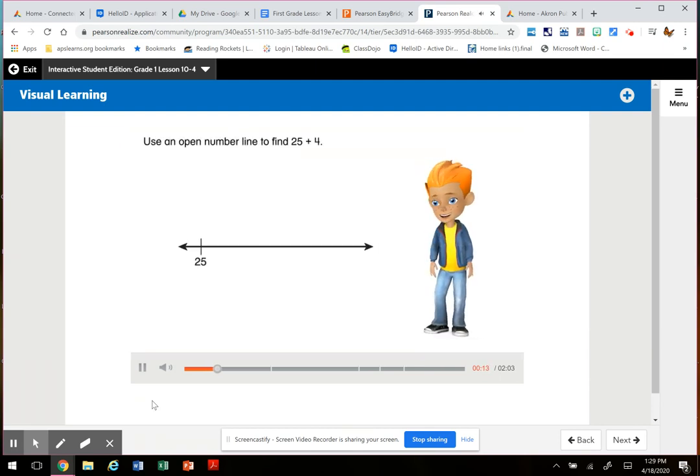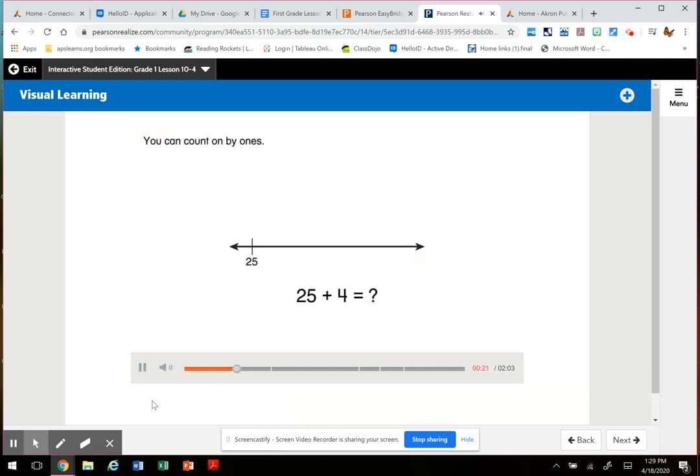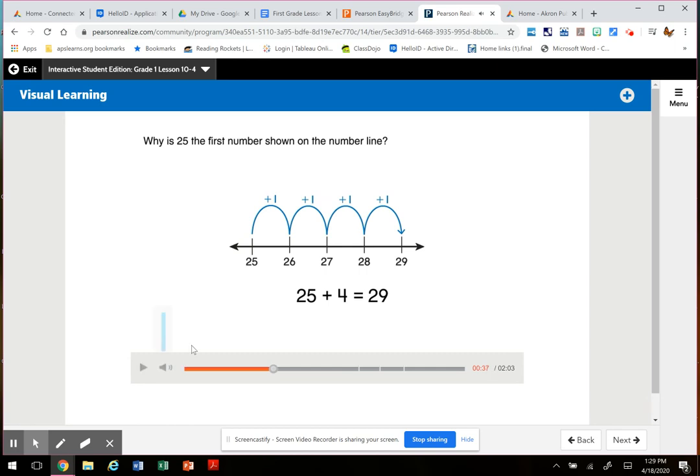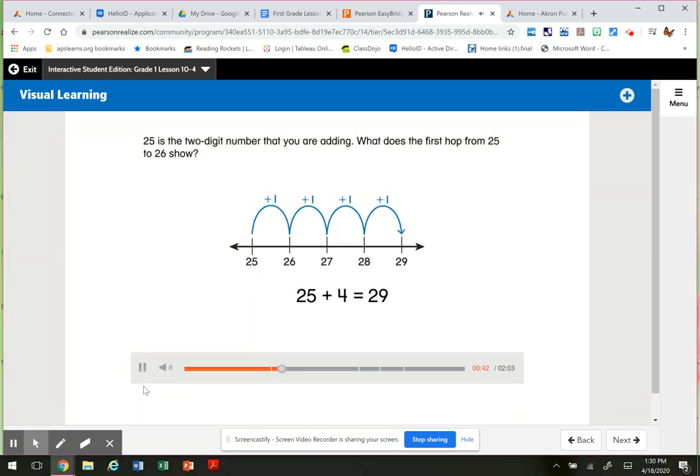Use an open number line to find 25 plus 4. You can count on by ones. Why is 25 the first number shown on the number line? 25 is the first number shown because 25 is one of our add-ins. Add-ins are numbers that you add together to get a sum. 25 is the two-digit number that you are adding.